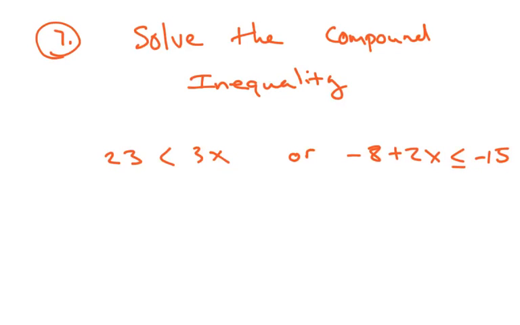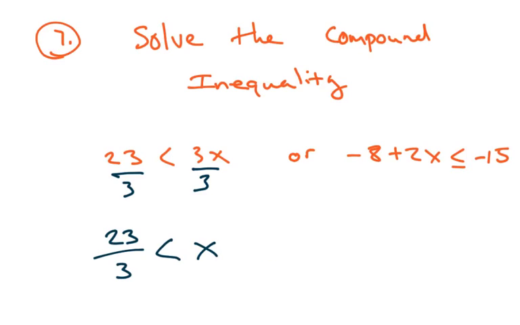All right, let's look at question 7, solve the compound inequality. So, like we said, unless we're dividing through by a negative value, you essentially treat this as a regular equation. So if I want to get x by itself, I'll divide by 3 here, and I'll get 23 over 3 is less than x.